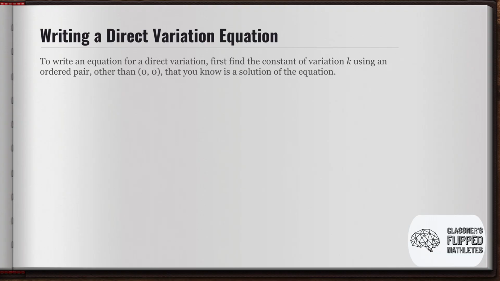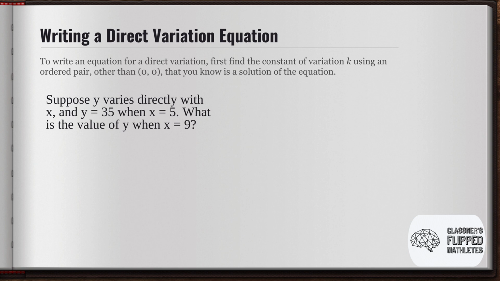So how do you write a direct variation equation? To write a direct variation equation, you need to find your constant of variation, your k value, using any ordered pair other than 0, 0, because we know that k is equal to y over x. But if I use 0, 0, then 0 over 0 doesn't allow any change, so I can't use that one. We can then use it to find other values once we know our equation. So let's say y varies directly with x. y is 35 when x is 5. What's the value of y when x is equal to 9?